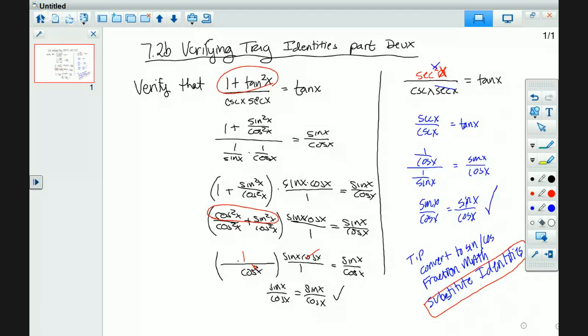Okay. We're good? Think you can handle that? Okay, that's kind of a mid-range. Here's one.